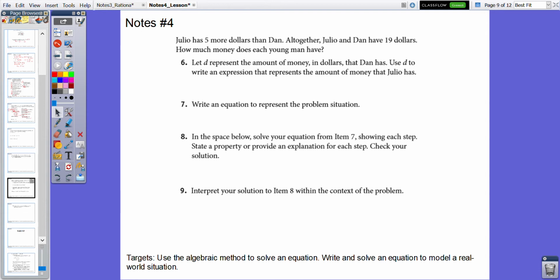Hey, Algebra 1. Today we're going to finish up our second half of our notes in our Springboard book on page 17. So make sure you turn to page 17 and we're going to go ahead and get started here.